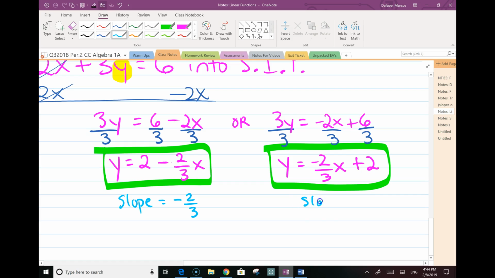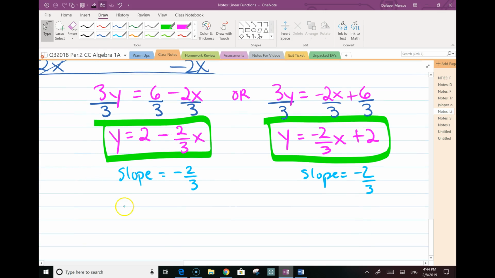And it's the same over here. The slope is negative 2 over 3. They should not be different unless you simply move the negative to the denominator. And the y-intercept is positive 2, or you can write it as (0, 2).